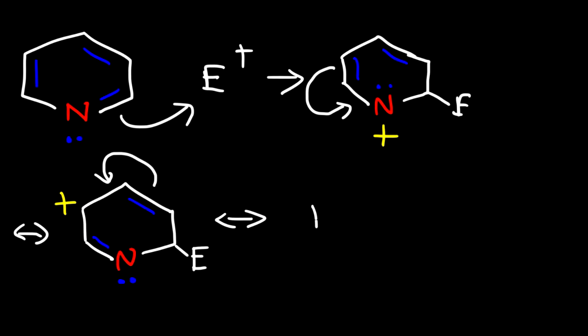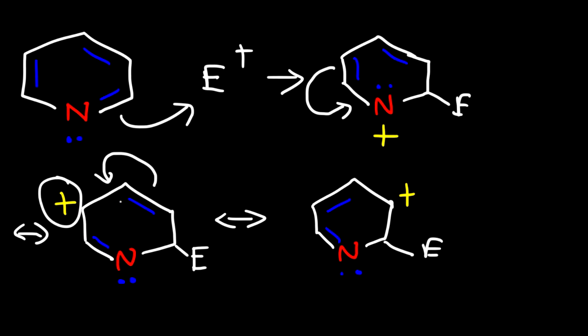giving us this new resonance structure. And now the positive charge is on this carbon. And so these are the 3 different resonance forms that we can draw. Now, which of these 3 resonance forms is the least stable? Is it better to put a positive charge on a carbon atom or on a nitrogen atom?